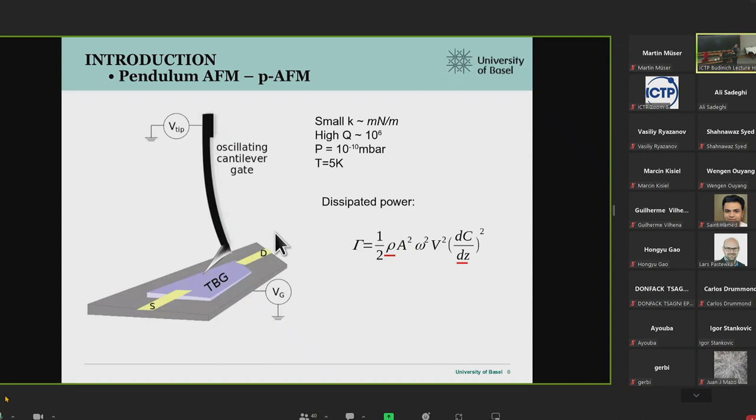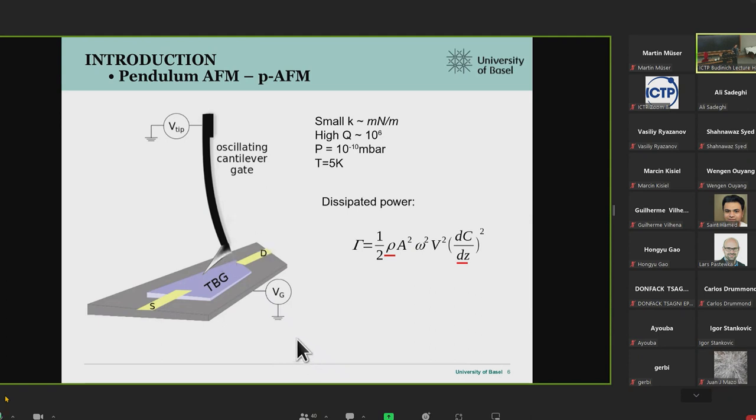This is our system. Once again, the pendulum AFM is oscillating, basically like an oscillating cantilever gate. We can apply voltage to it. For most of the measurements I will show you today, we keep the cantilever grounded just for simplicity, but you can independently apply voltage to it and play with the electric state of the tip.